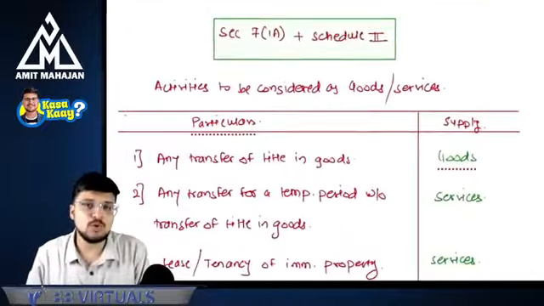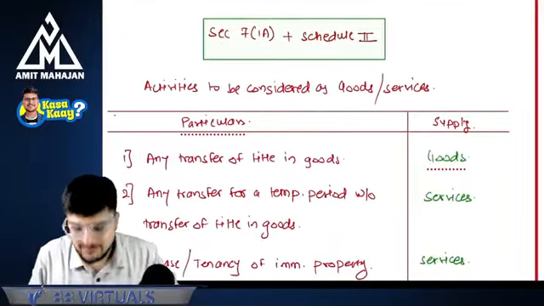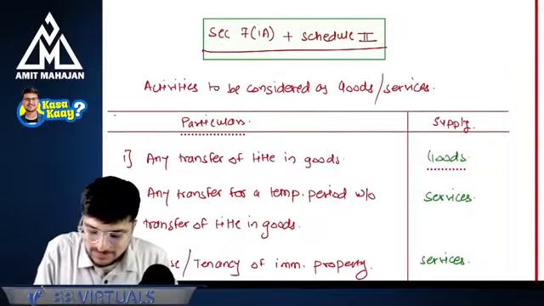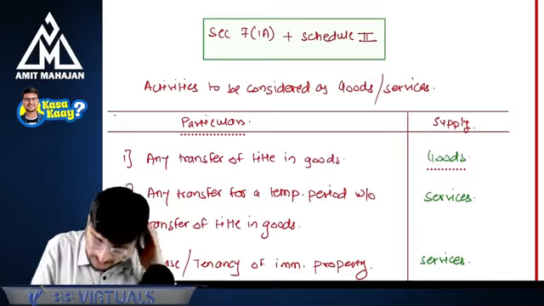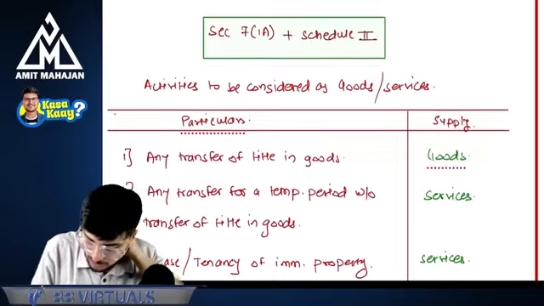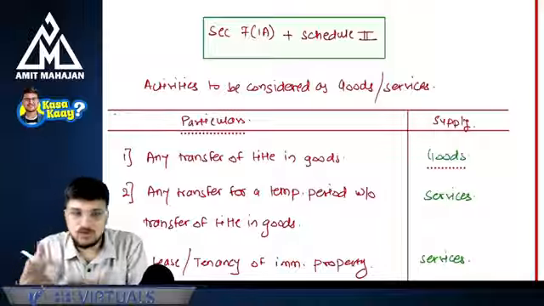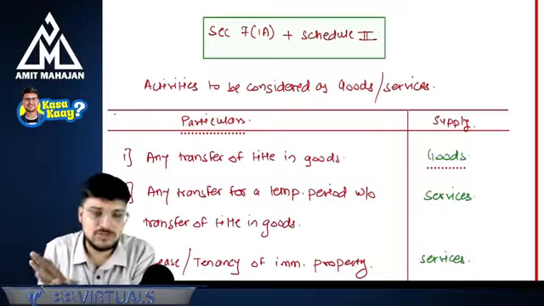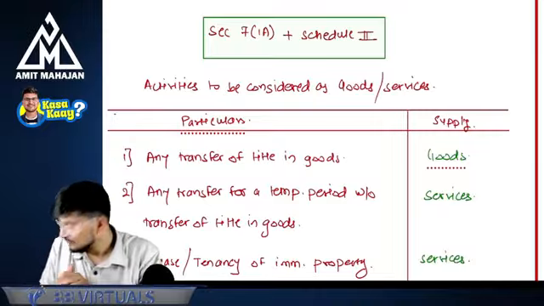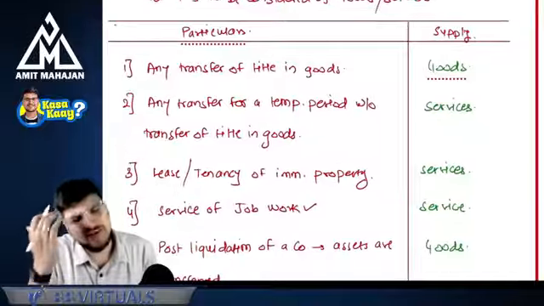Understanding? Let's move ahead with the next point, that is section number 7.1a, read with schedule 2. What is the meaning of 7.1a, read with schedule 2? They have specifically mentioned what are the goods and what are the services. Will this be considered as goods or will this be considered as services? You have to just understand this. Okay, let's try to analyze. And this is very logical.